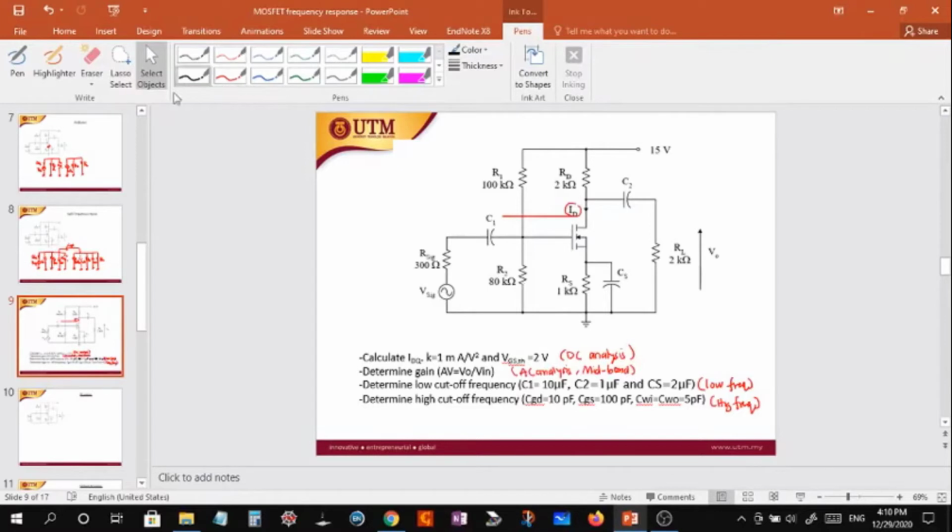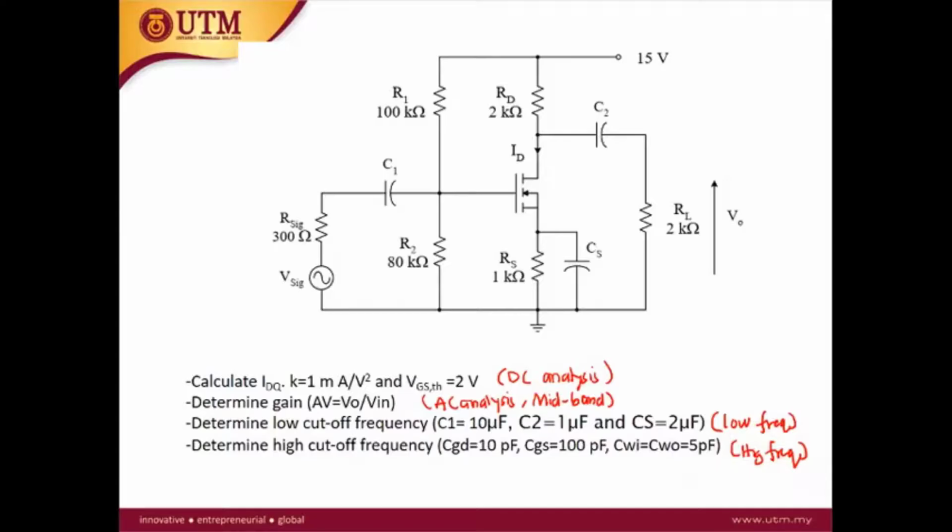Remember that in a MOSFET, the gate current is 0. So the drain current is equal to the source current, IDQ. In order to do the DC analysis, you need to know the K value, and you need to know the threshold voltage.